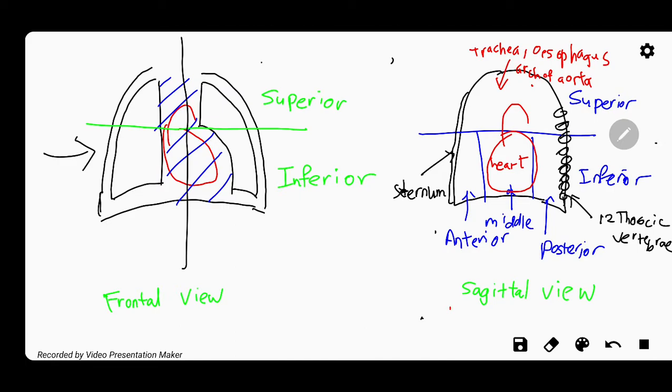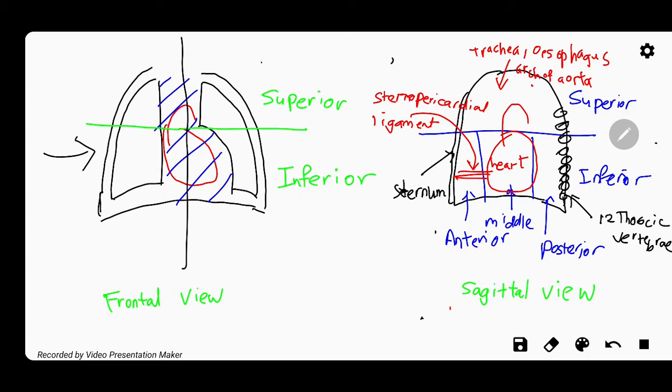Now here in the anterior mediastinum, you have the sternopericardial ligament. It comes from the word sternum, sterno, and the pericardium: the ligament that attaches from the sternum to the pericardium of the heart.